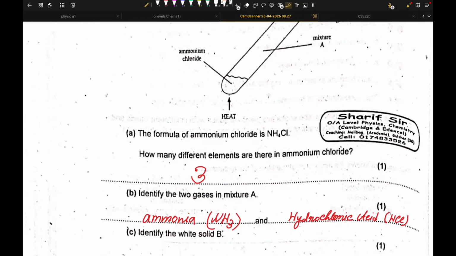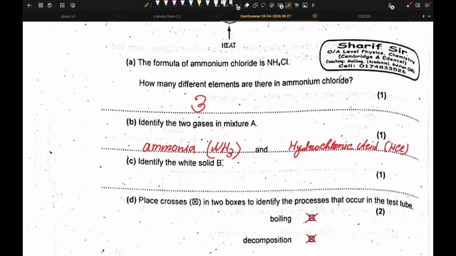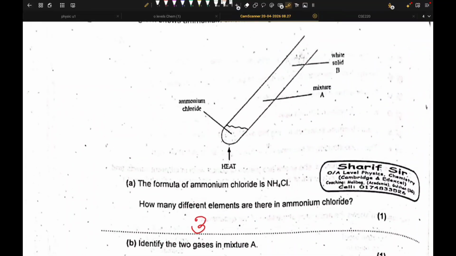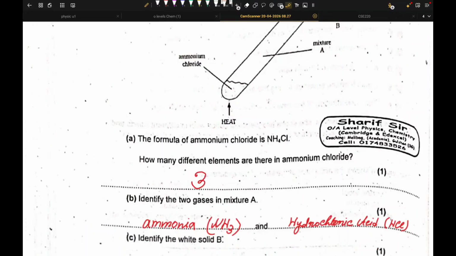How many different elements are there in ammonium chloride? There is nitrogen, there is hydrogen, and there is chlorine. So there are 3. Identify 2 gases in mixture A. So what is mixture A? In mixture A, this is hydrochloric, sorry, my mistake. This is ammonium chloride and there is mixture A and there is white solid B.